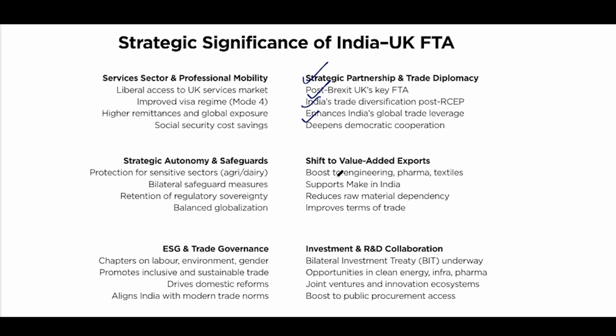At the same time, if you have been following newspapers regularly, you must have realized a recurring theme in India's trade strategy is to move up the value chain, exporting finished and high value products rather than raw material or low value goods. FTAs can accelerate this shift. With zero duty access for Indian engineering goods, pharma goods, textile goods, and processed foods, Indian firms can more competitively export these high value added products to the UK market, which supports India's Make in India initiative.